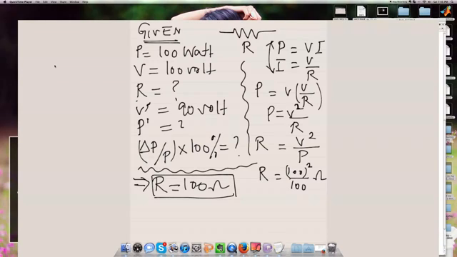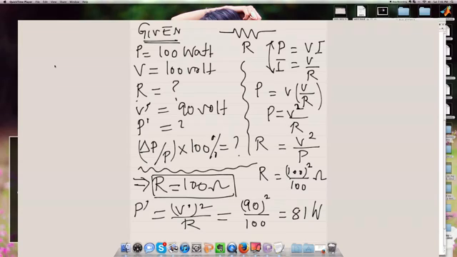So next, the new power is given by the new voltage squared divided by the R, which is found. The new voltage, of course, is 90. So 90 squared divided by R. So this will be 90 squared is 8100. So as we cancel the hundreds, we have 81 watt.